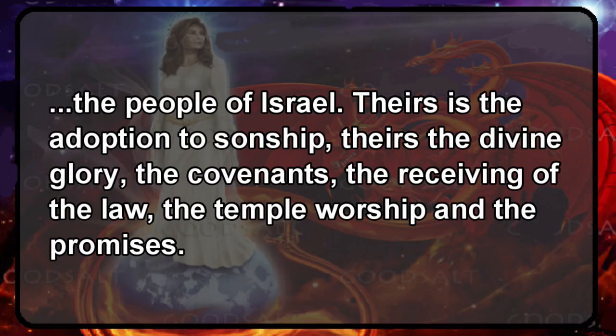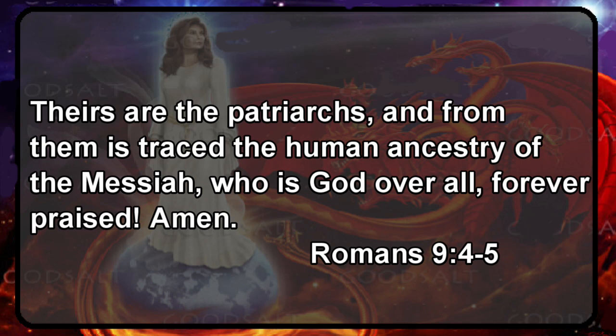In his book to the Romans, the Apostle Paul describes the benefits the Jewish people received from God. He says they are the people of Israel. Theirs is the adoption to sonship. Theirs the divine glory, the covenants, the receiving of the law, the temple worship, and the promises. Theirs are the patriarchs, and from them is traced the human ancestry of the Messiah, who is God over all, forever praised. Amen. Israel is God's chosen people.